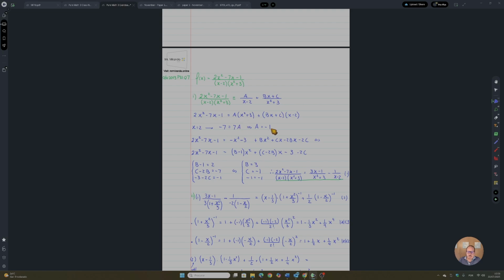You'll find a. In order for you to get b and c, now you need to use the value of a over there. That's what I did. Expand that, organize stuff, and let's compare. Term with x squared. Over here is 2, over here is b minus 1. So b minus 1 equals 2. Term with x. Over here is minus 7, over here is c minus 2b. So c minus 2b equals minus 7. Everything else, minus 3 minus 2c equals minus 1, okay? Again, 3 equations, only 2 unknowns, just pick any 2. Here you have the values. Now that you know the values for a, b, and c, substitute there, and this is what you get.